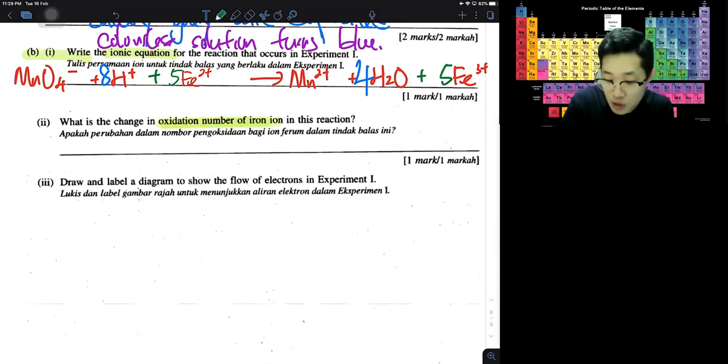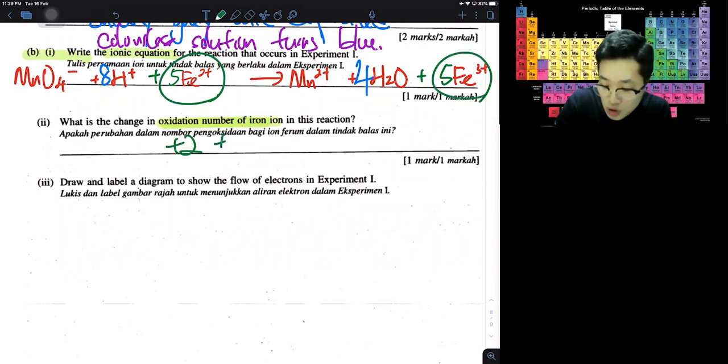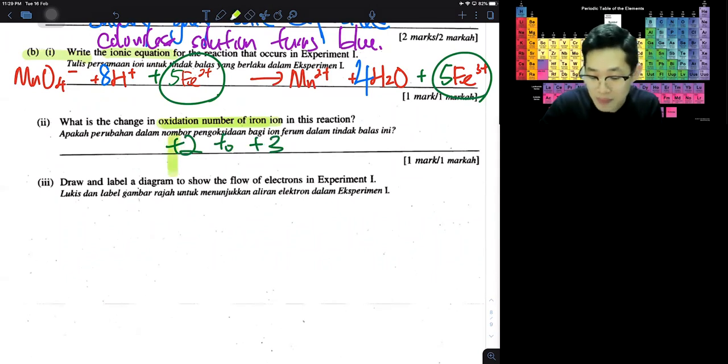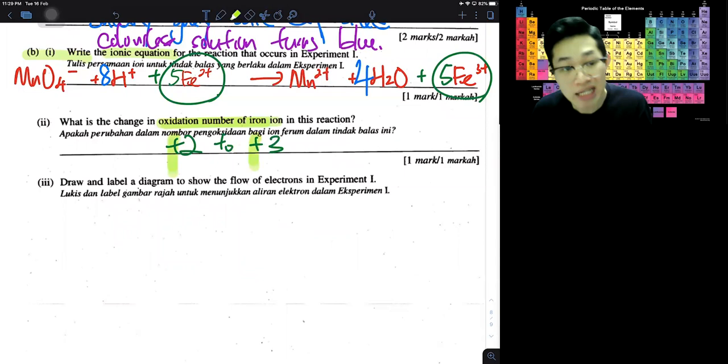Change in oxidation number of iron. So you can see Fe2+ changes to Fe3+. So it is +2 to +3. Remember to write the plus sign, don't just write 2 to 3.